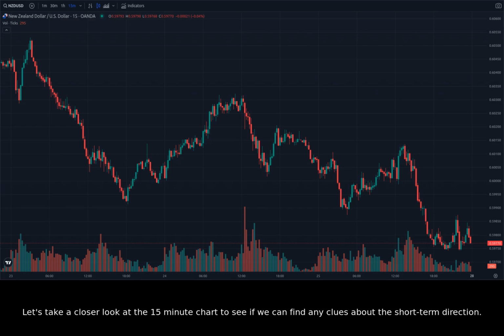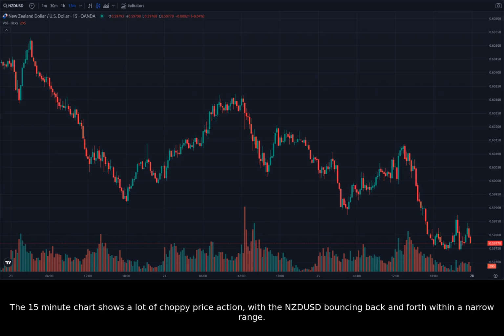Let's take a closer look at the 15-minute chart to see if we can find any clues about the short-term direction. The 15-minute chart shows a lot of choppy price action, with the NZDUSD bouncing back and forth within a narrow range. This suggests that there is a lot of indecision in the market, and it's difficult to say definitively which direction the NZDUSD will take.